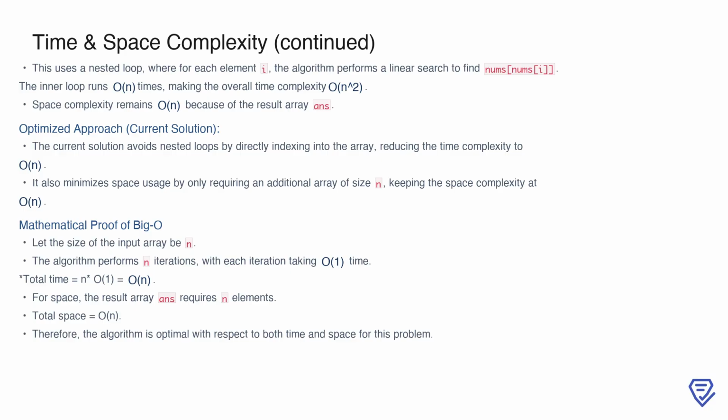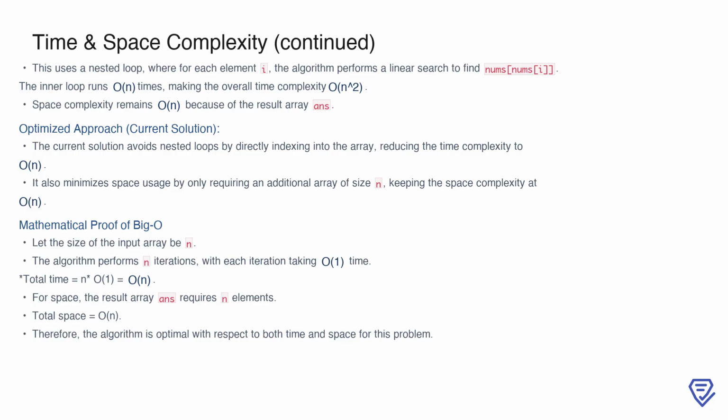In contrast, the optimized solution avoids nested loops by directly accessing elements using array indexing. This reduces the time complexity to O(n), as the single loop iterates through the array once, performing constant time operations during each iteration. The space complexity also remains O(n), as only the result array ANS is used.